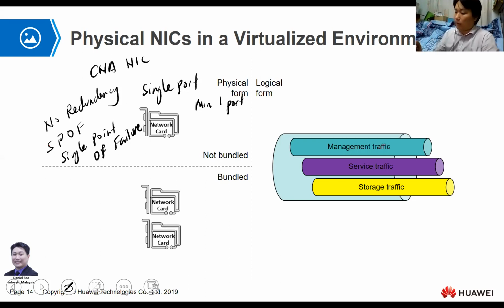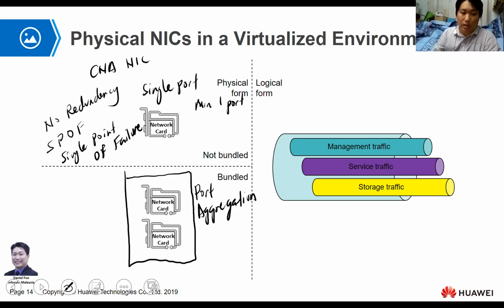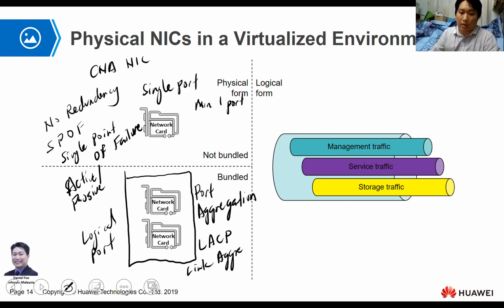So when you have another option called the bundle, sometimes we also call it port aggregation. So here I can bundle these two into a logical port. This one we can do maybe active, passive, where one is active and the other is used as a passive standby link, or you can even combine as LACP, link aggregation control protocol.